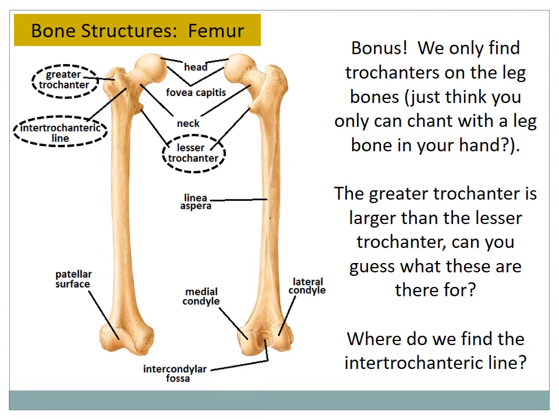Anyways, trochanters are only found on your femur there. So the greater trochanter is larger than the lesser trochanter. Can you guess why we have these on the bones? Very good, muscle attachment, right? That's why we have these here.